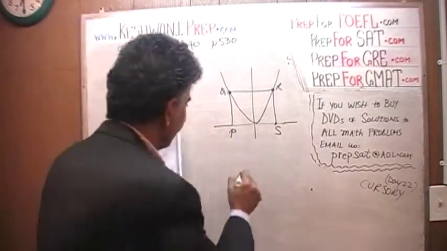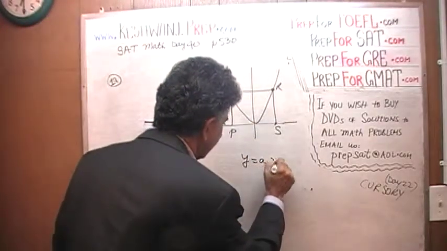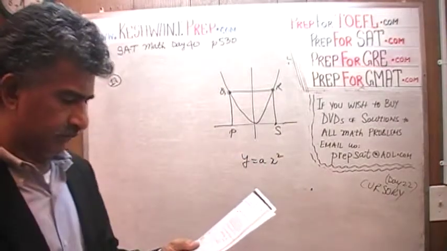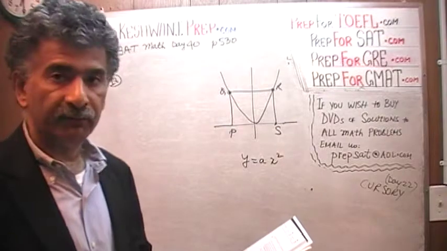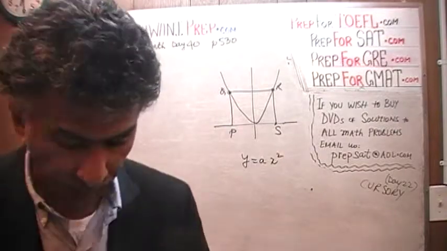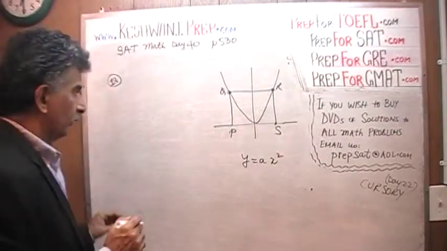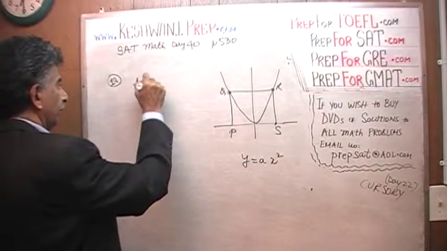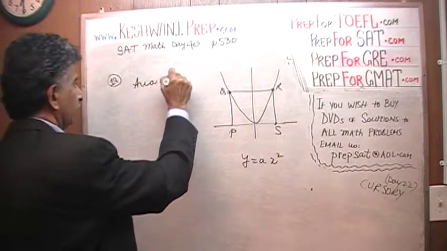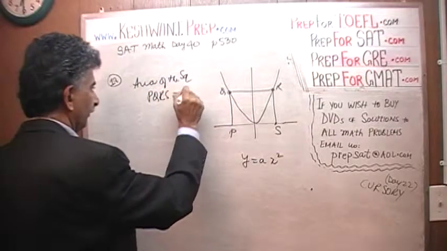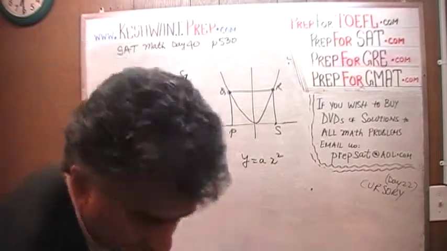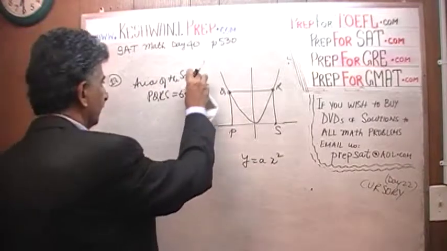It's a parabola. It has an equation we are told is equal to ax squared, where a is a constant, of course, and we are told that the area of the square is 64 inches. That's the most important part here. Area of the square is 64 inches. If the area of the square PQRS is 64 inches, 64 square inches rather, area cannot be inches, it has to be square inches.